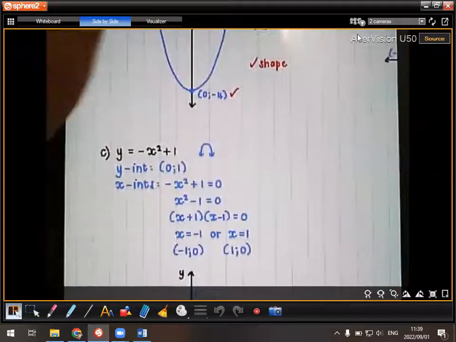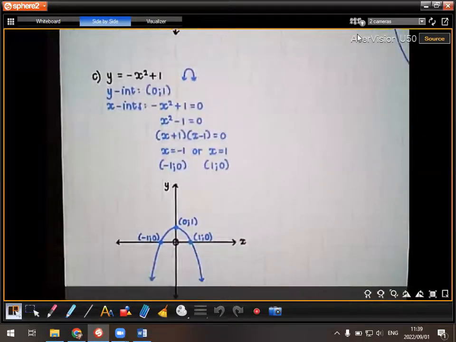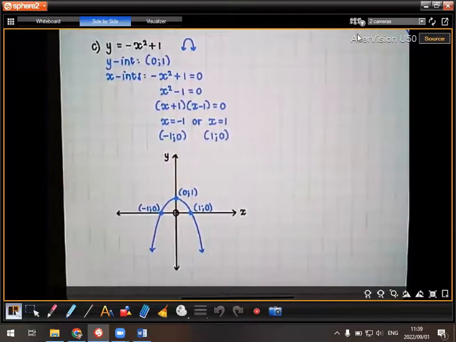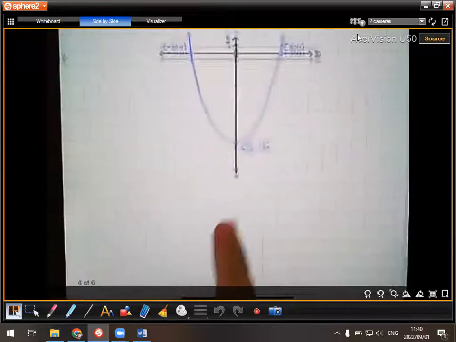All right, there we have C. y equals -x² plus 1. I have mine. Questions? Okay, D.